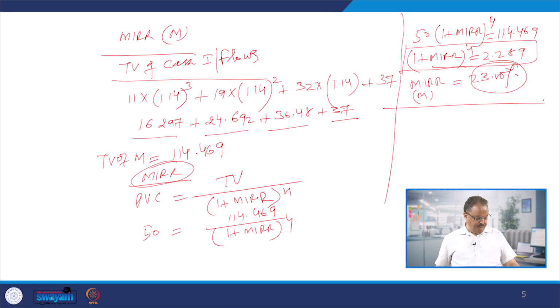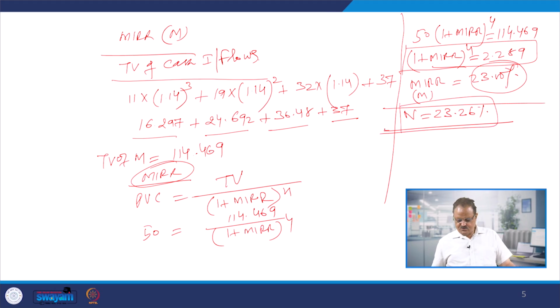And if you follow the same process for calculating the MIRR for the project N, the MIRR would be 23.26%. 23.26% is for the project N. So for the project M it is 23%, and for the project N it is 23.26%. So both projects are giving almost the same modified internal rate of return.